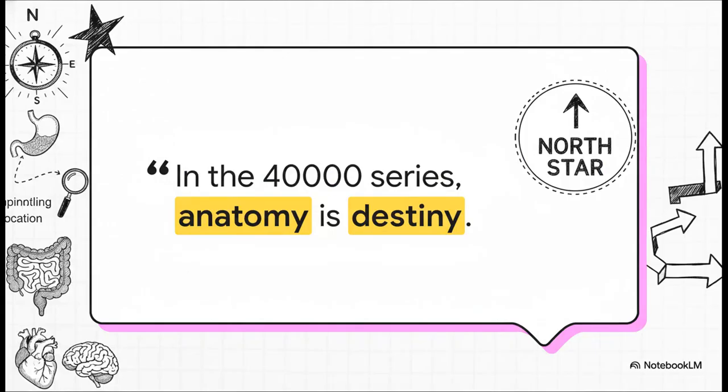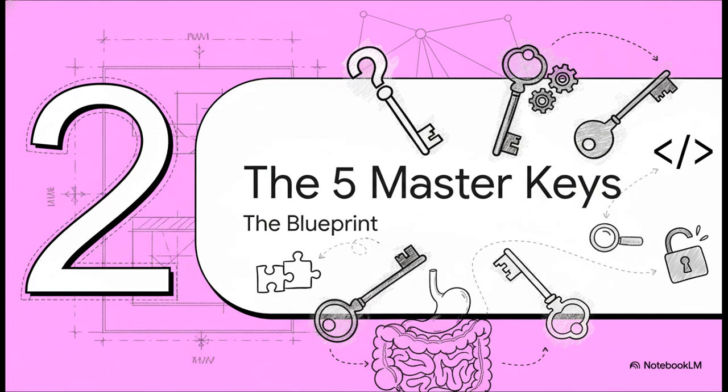So burn this into your brain. In the 40,000 series, anatomy is destiny. If you can just pinpoint where the work was done, you are already halfway to the right code. Think of this idea as your North Star for this entire section. All right, with that foundation solidly in place, let's get to the blueprint itself.